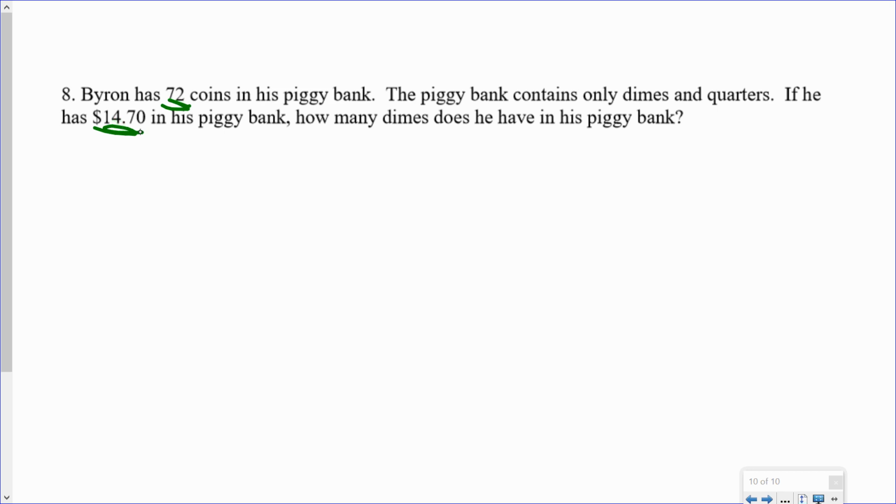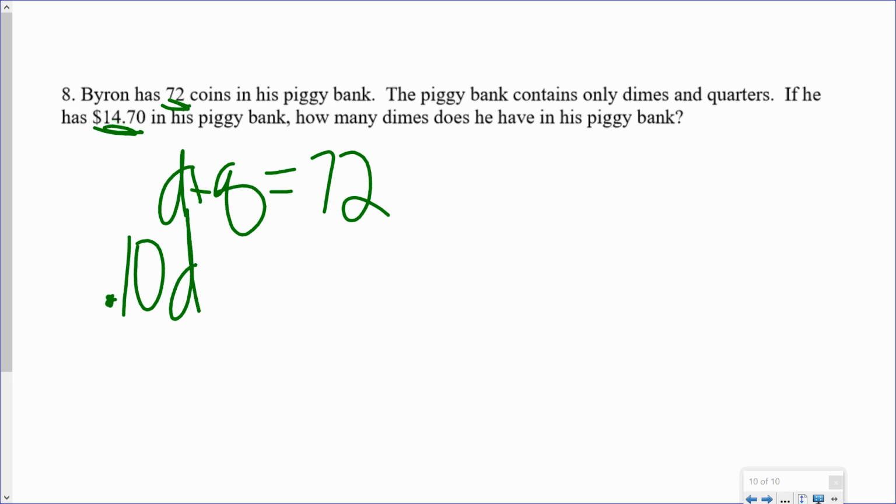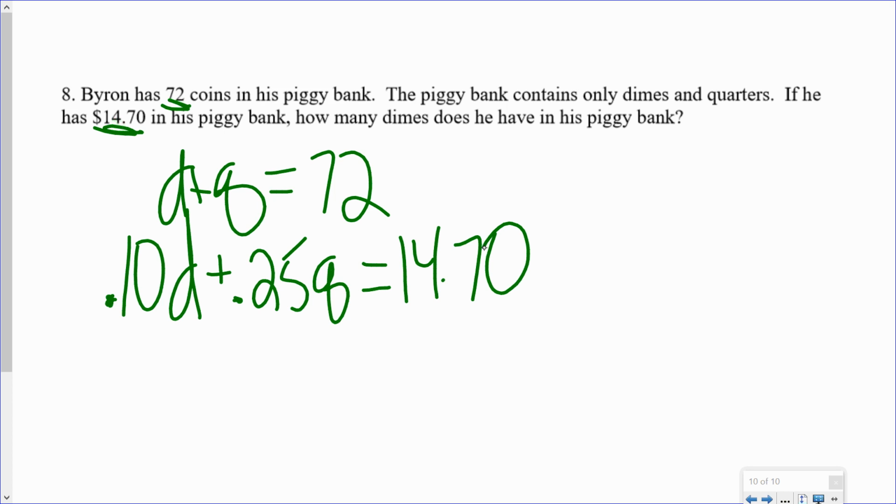Okay, for my total number of coins, there's 72 coins. So we have dimes and quarters. D plus Q equals 72. Now for my money equation, dimes are worth 10 cents, so it's 0.10 times D for the value of the dimes. Quarters are 25 cents, 0.25 times Q for the value of the quarters, and the total value is 14.70.